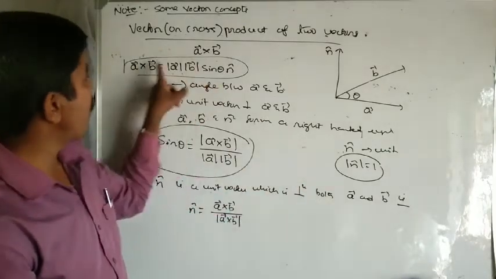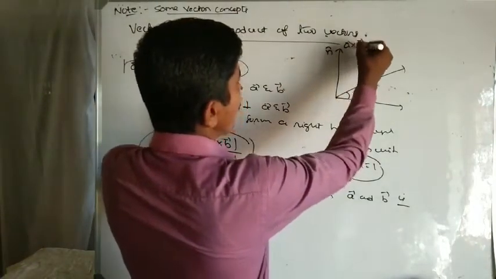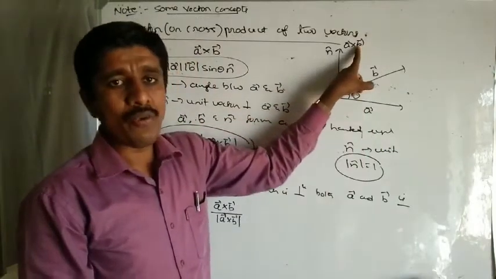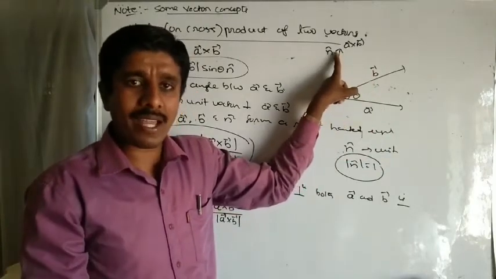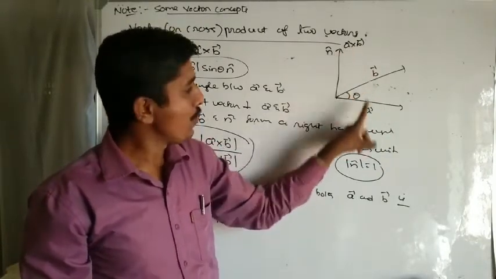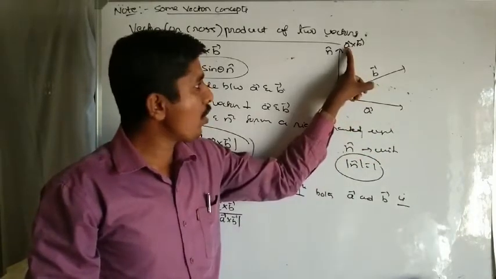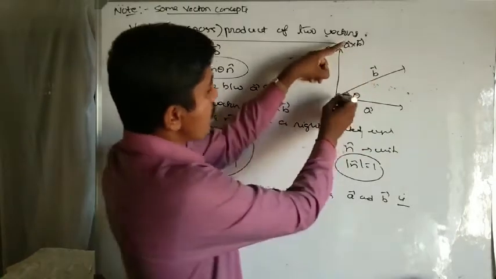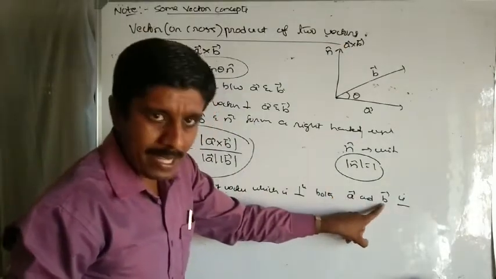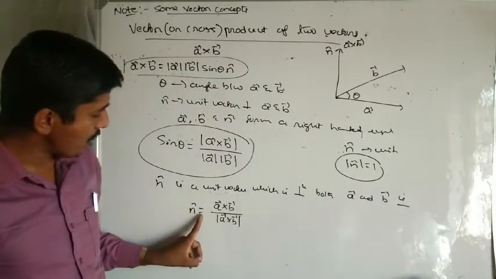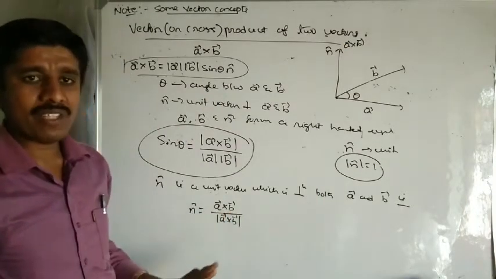So here, a cross product, vector A cross vector B, is a vector. A cross B is a vector which is perpendicular to both vector A and vector B. N cap is a unit vector in the direction of A cross B, which is perpendicular to both. Here n cap, the unit vector perpendicular to A and B, is given by n cap equal to vector A cross vector B divided by the magnitude of vector A cross vector B.